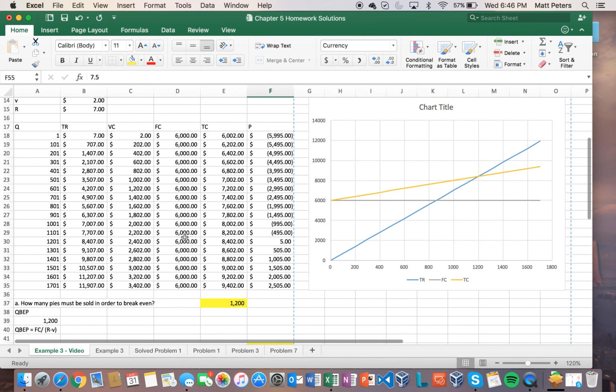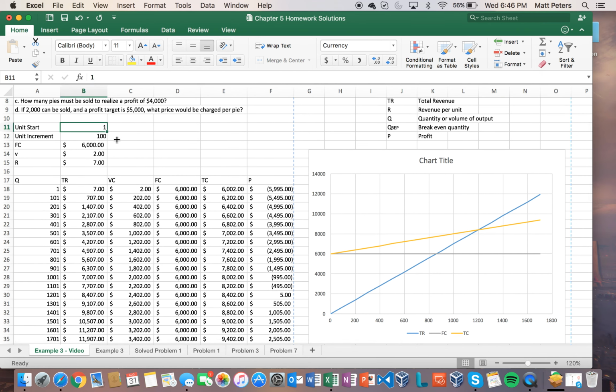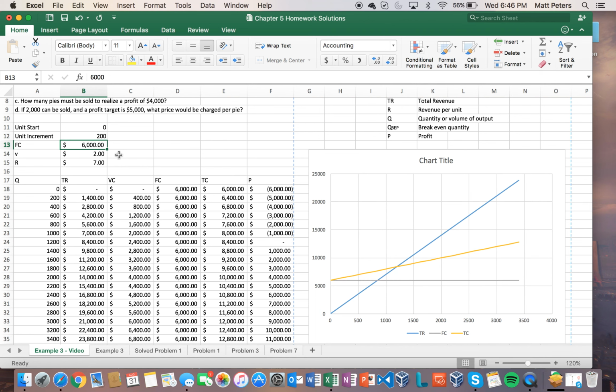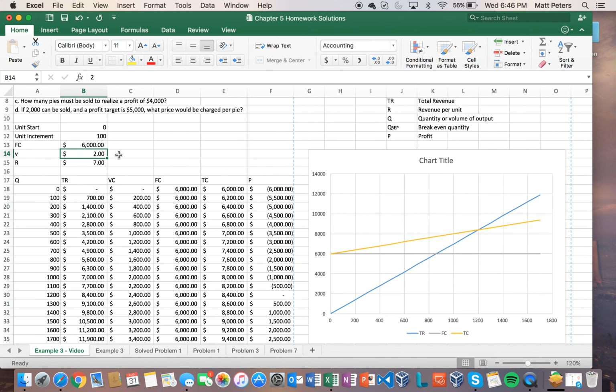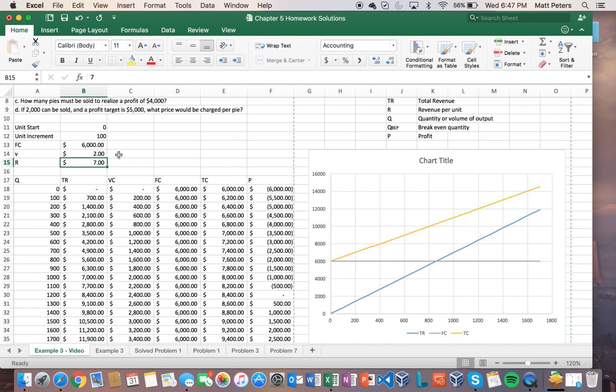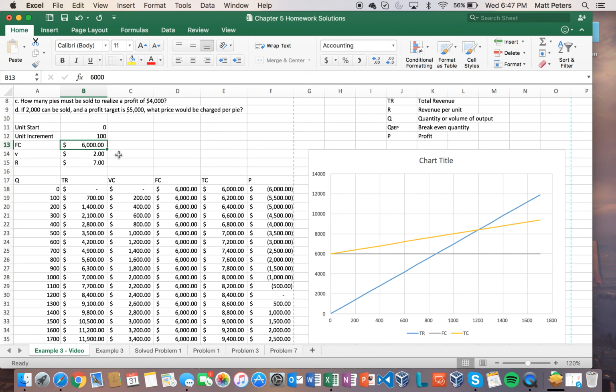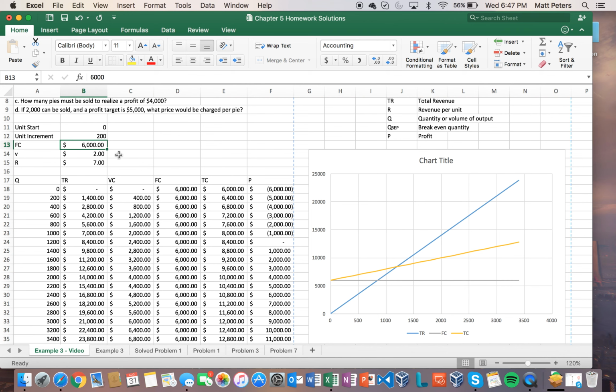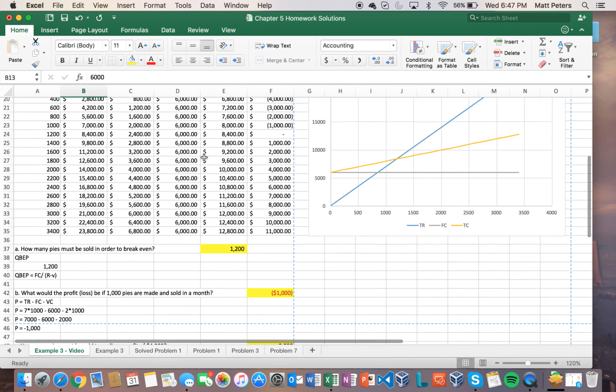And realize, since we set up these formulas, you can play with these numbers up here. So you can make this 0. If you want to start with 200 units or increment by 200 units, you can do that and see how this changes. So you can say, if my variable cost was $5 instead, how does that change things? So play around with this, understand how the chart works, and you can use this to begin setting up your homework assignment. Let me know if you have any questions at all.